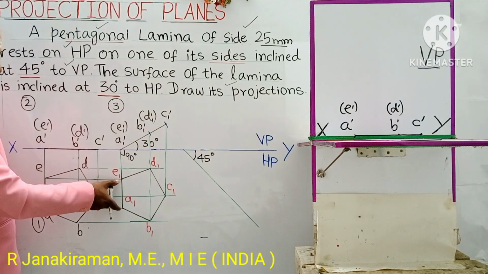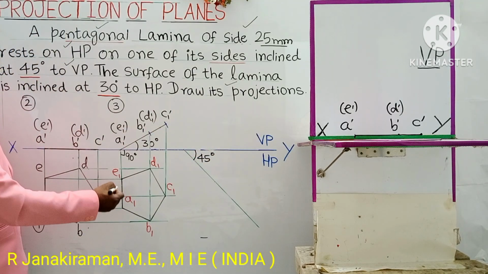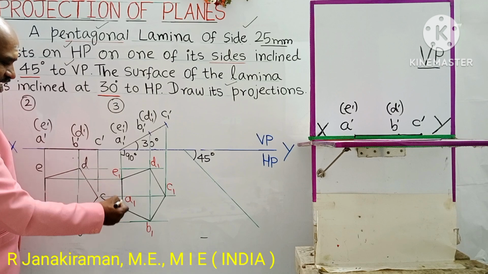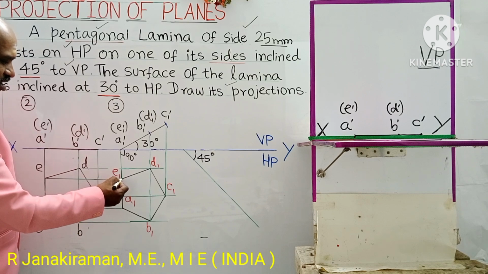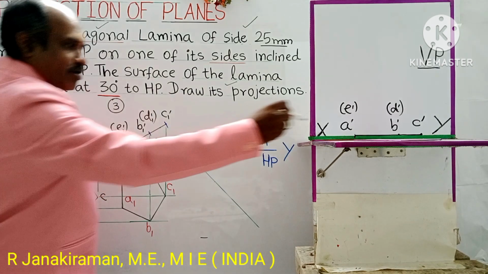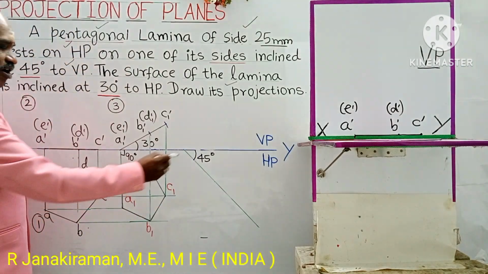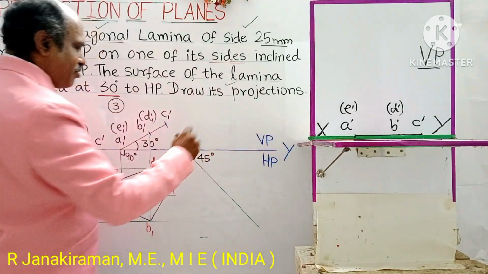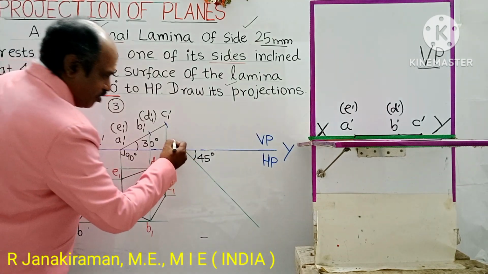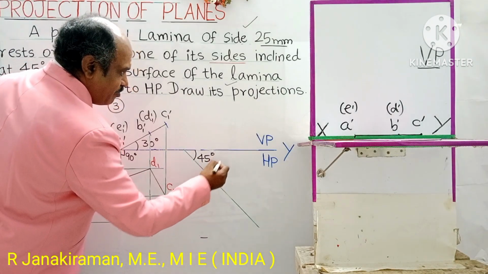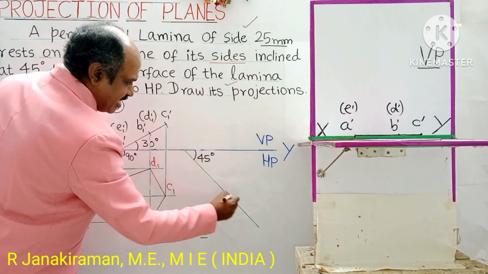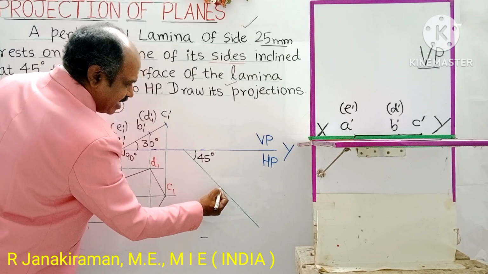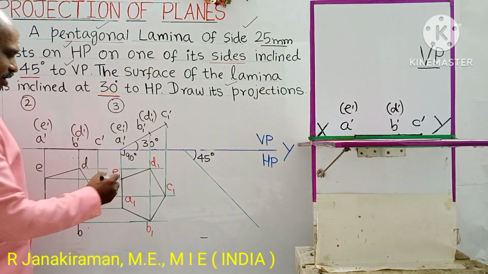Because AE is a side, and side means edge, and edge is basically a line. So it is to be inclined at 45 degrees to the VP. VP inclined means it will always come below the XY line only. Mark any point below the XY line, anywhere on this inclined line, somewhat below. Let me mark it here. Anywhere you can put this marked point.